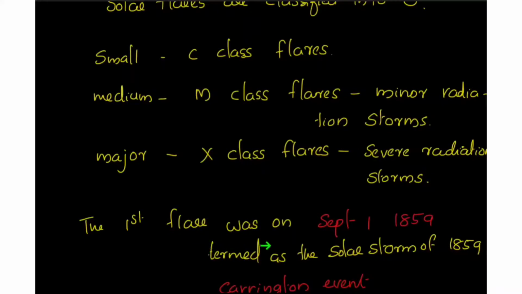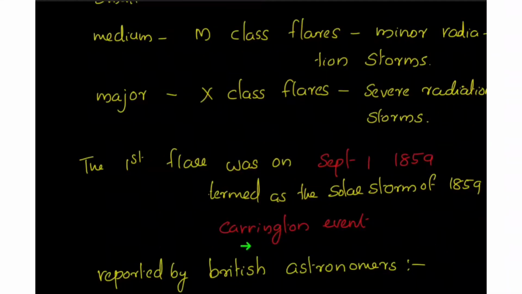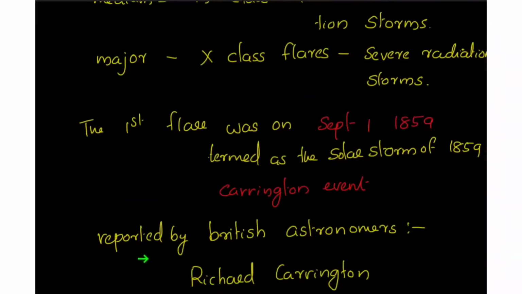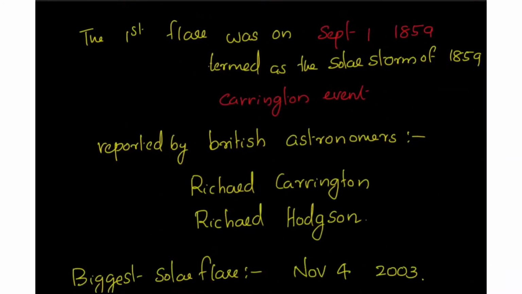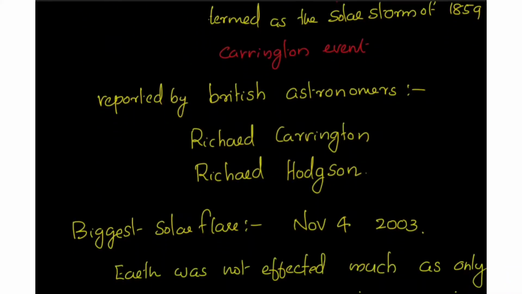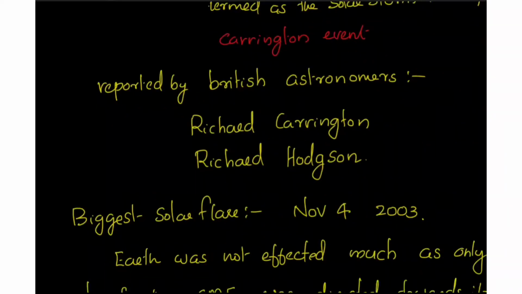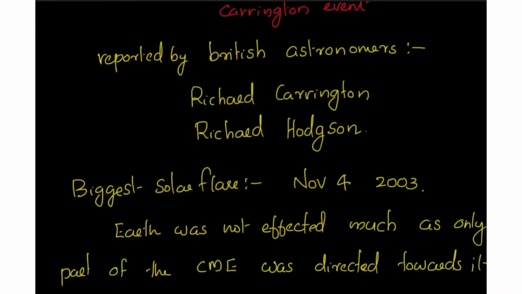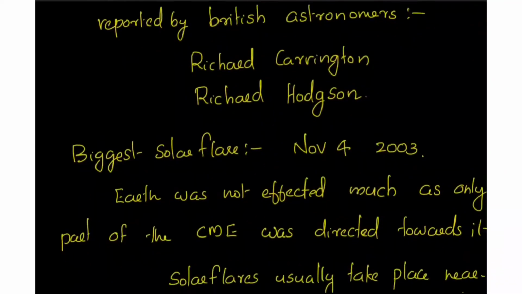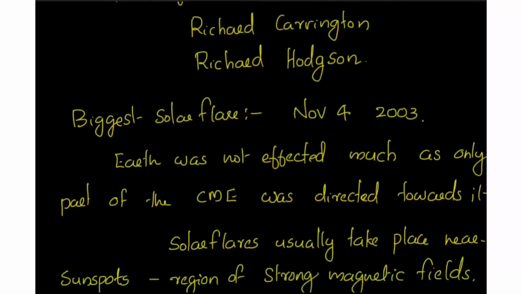The first recorded flare was on September 1, 1859, and it is termed the solar storm of 1859, or by another name the Carrington event, reported by the British astronomers Richard Carrington and Richard Hodgson. And the biggest solar flare was on November 4, 2003, and the Earth was not affected much as only a part of the CME was directed towards it.